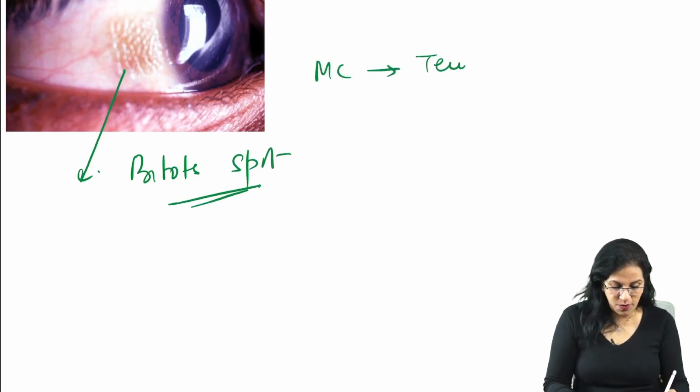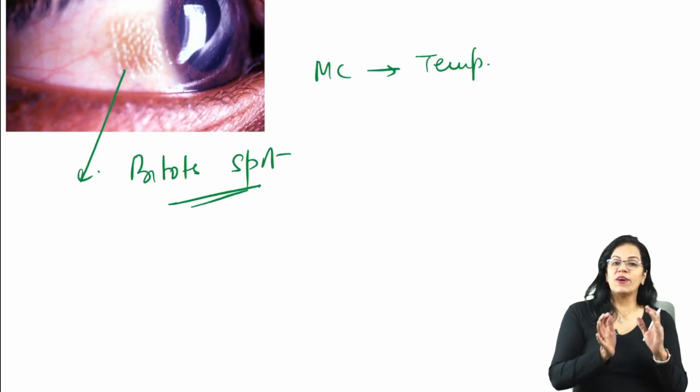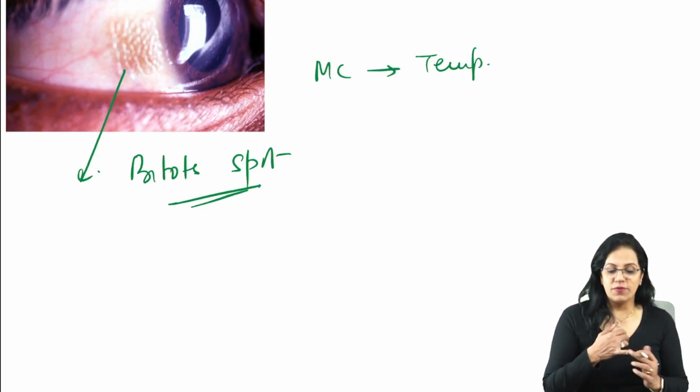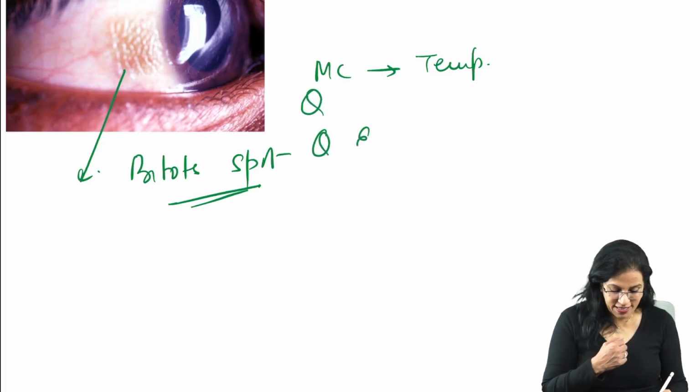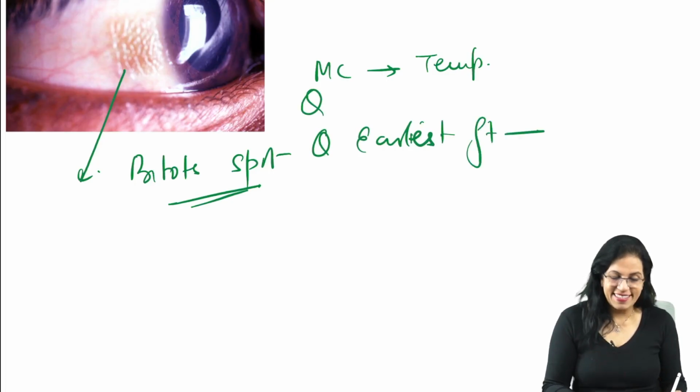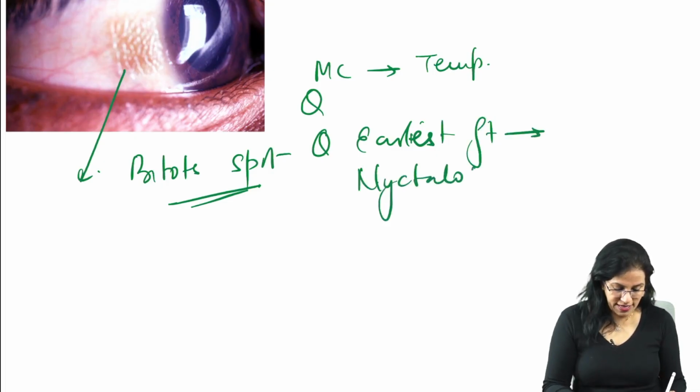You will answer more common temporally. Of course, you should remember your WHO grading of xerophthalmia. So, next question, what is the earliest feature of xerophthalmia? You will answer earliest feature is nyctalopia, night blindness. You should answer like this.